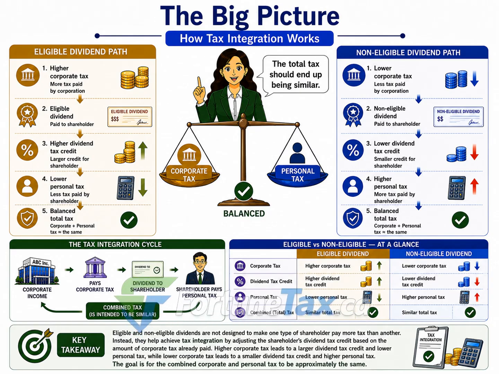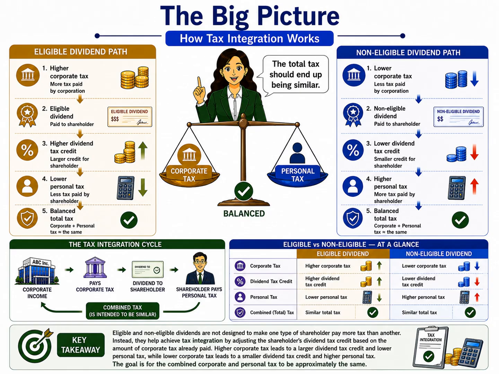Although these two paths seem different, they are actually working toward the same destination. The dividend tax credit adjusts the shareholder's tax to reflect the amount of tax already paid by the corporation. When corporate tax is high, the dividend tax credit is larger and personal tax is lower. When corporate tax is low, the dividend tax credit is smaller and personal tax is higher. This is the heart of tax integration.